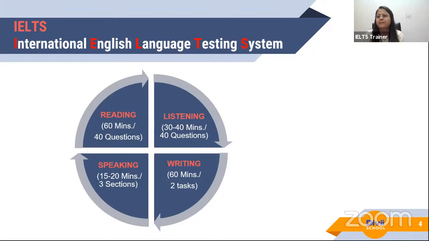First is reading. Reading is a task of 60 minutes and we are going to have 40 questions in it. Comprehension passages are going to be given to you. So you need to understand what the passages are all about and what the questions are, and how the questions are to be attempted. Listening is a task of probably 30 to 40 minutes.